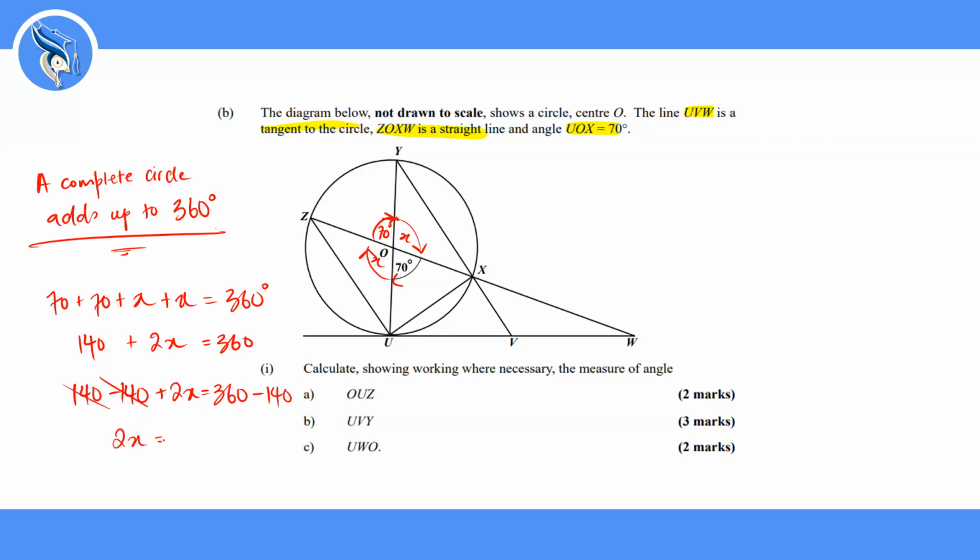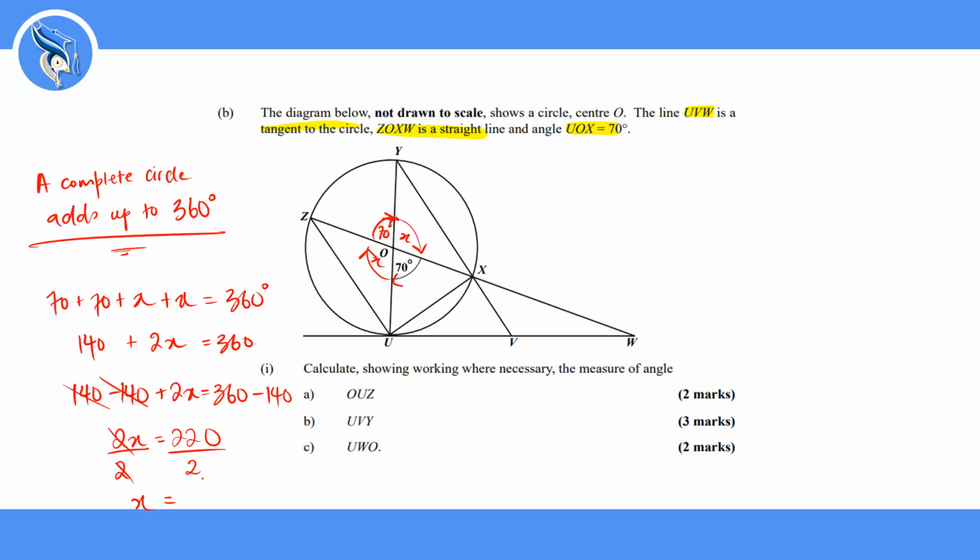140 minus 140 is 0. So now you're working with 2x is equal to 360 minus 140, which is 220, right? Now, how would you solve for x? Remember, 2x is 2 multiplied by x. Nice, so you need to do the opposite operation, which is to divide by 2.